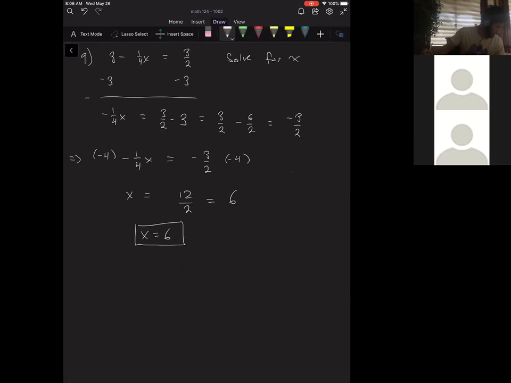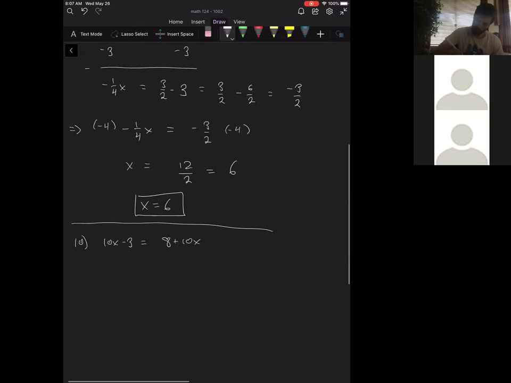Okay, let's do number 10. So 10x minus 3 is equal to 8 plus 10x. When we have these types of problems, it's still the same thing as always: get x on one side and a number on the other side. Here we have x on both sides, so we just have to decide to move one of them to the left or to the right, and it doesn't really matter. So we can just move this 10x over to the right. Let's solve for x.